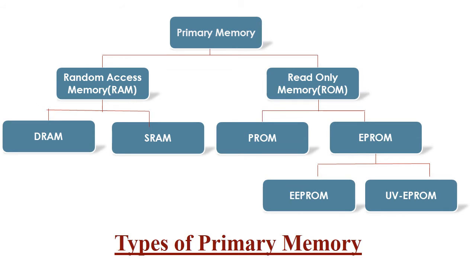Let's understand about types of primary memory. Primary memory is divided into two parts, random access memory and read-only memory. Random access memory is divided into two parts, dynamic RAM and static RAM. And read-only memory is also divided into two parts, programmable ROM and erasable programmable ROM.